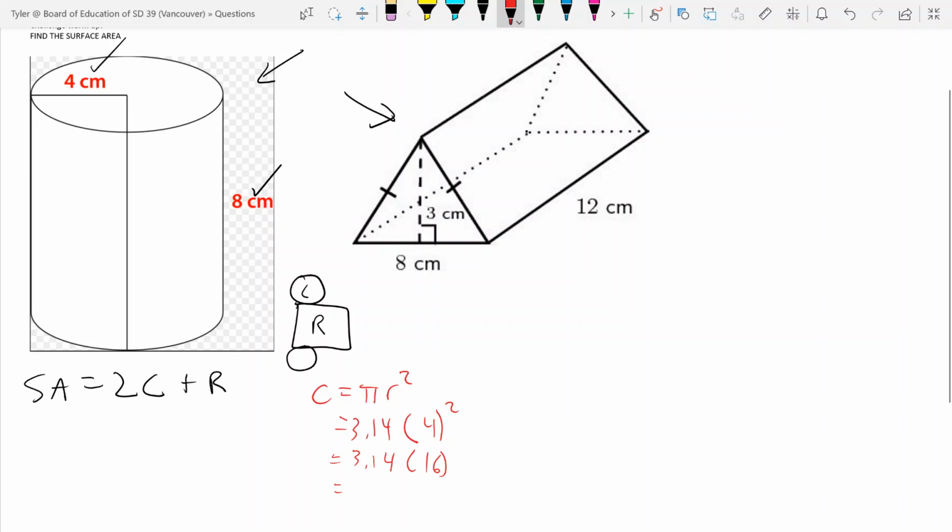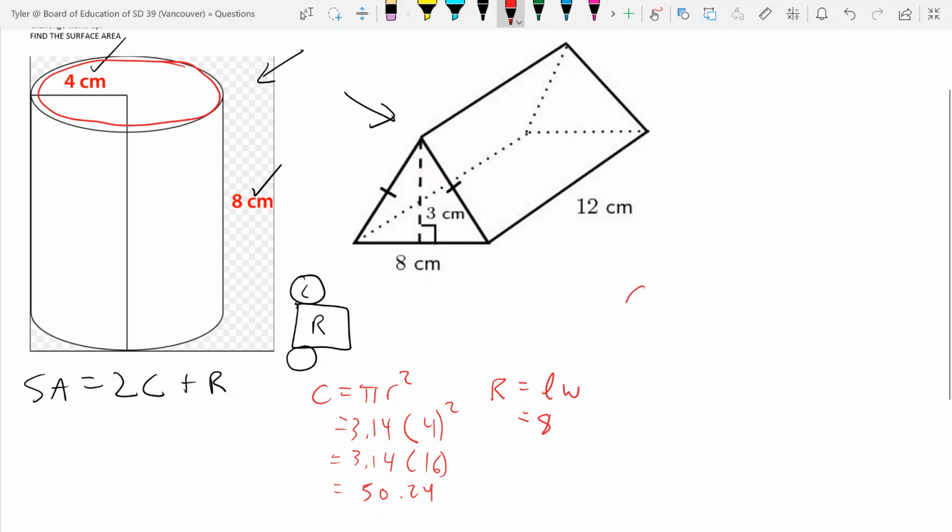And 50.24. Cool. That's not the hard part. The hard part's the rectangle, because to do the rectangle, we need length times width. I have the length, that's 8, but the width I don't have. The width is the circumference, this distance around the circle here. So we need to use the formula for circumference.